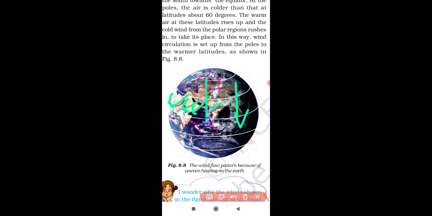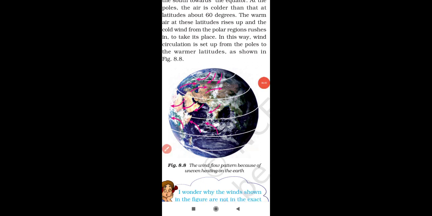It is not blowing like this or like this, because of a change in the direction of winds, which is caused by the rotation of the earth on its axis. Since the earth is rotating on its axis, the rotation of the earth on its own axis causes the wind not to blow in exactly the north-south direction. Okay, clear?